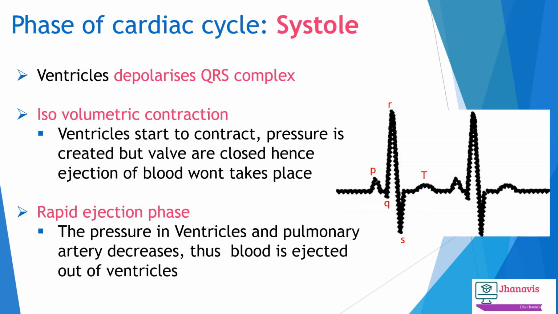With the help of this pressure gradient, the blood will flow from the region of its higher concentration to the region of its lower concentration. So the blood will flow from the right ventricle into the pulmonary artery. Thus, that is called the rapid ejection phase. Ejection means going or moving out of the ventricles.